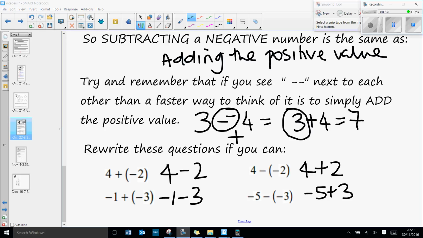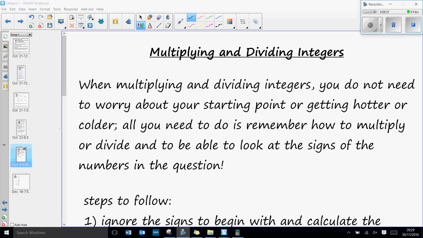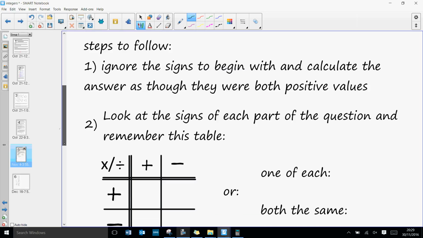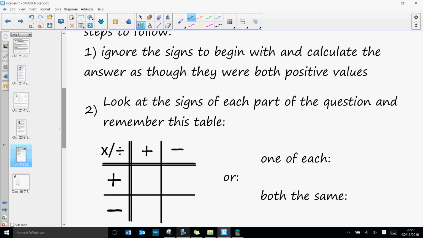And our final thing about integers is multiplying and dividing them. So if you're multiplying and dividing integers, you don't need to worry about your starting point or getting hotter and colder. The only thing you need to do is to remember how to multiply or divide. So that's nothing different to normal numbers. And then you need to just look at the signs of the question. Okay, so I would suggest ignore the signs to start with, calculate it as though they were both positive, and then you need to look at the question.